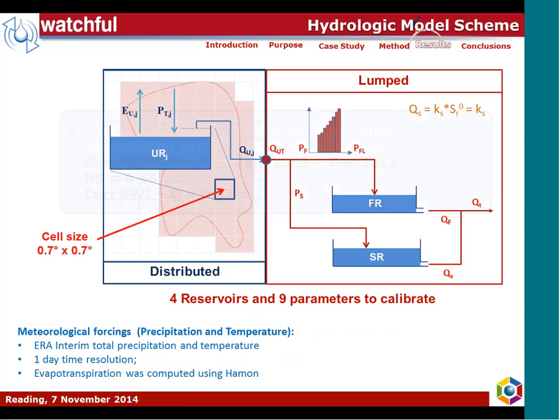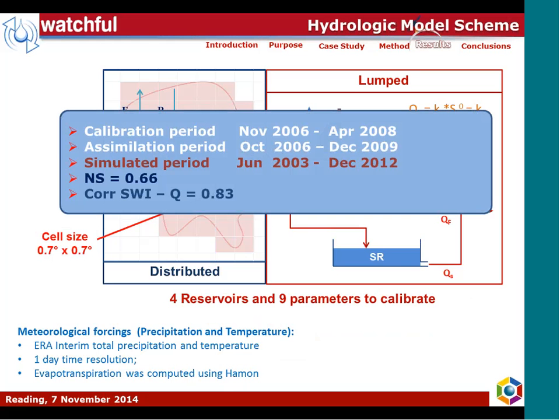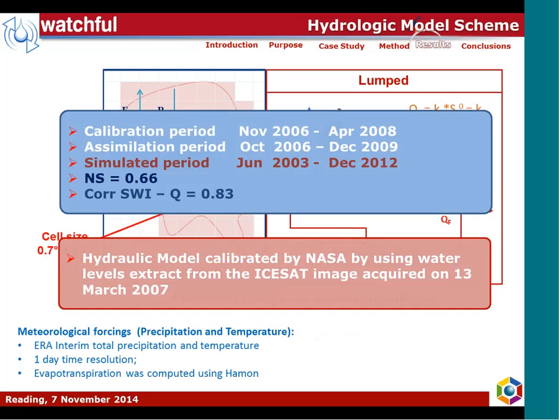Nevertheless, we tried again to set up a hydrological model in the same way as we did before. In this case, the Nash-Sutcliffe efficiency in the validation period is 0.66, so quite low. Surprisingly, though, the correlation between soil moisture and discharge is quite high. So there is nevertheless the possibility to improve the stream flow predictions using soil moisture data. And the hydraulic model was calibrated by NASA using altimeter-derived water levels.